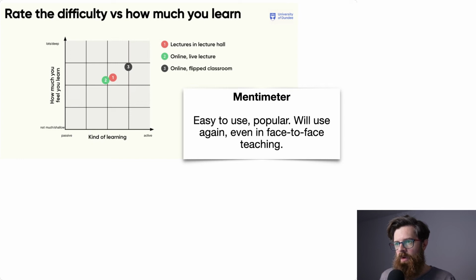And so what we can see here on the x-axis, that the online flipped classroom was rated as a much more active style of learning as opposed to passive. And we can also see that they rated the online flipped classroom, the learning was rated as that they had learned more and maybe to a deeper extent.